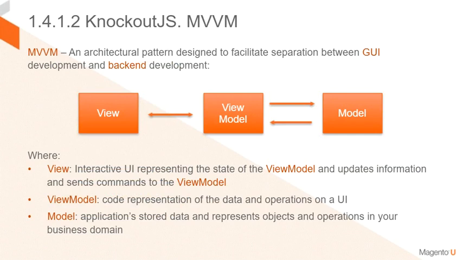This slide demonstrates how MVVM works, where View is the interactive UI representing the state of the view model, which updates information and sends commands to the view model; View Model is a code representation of the data and operations on a UI; and Model is the application stored data, which represents objects and operations in your business domain.